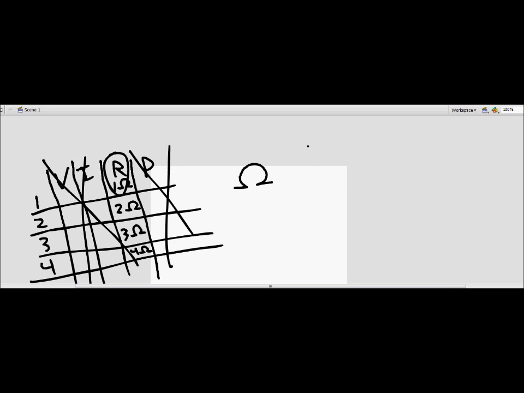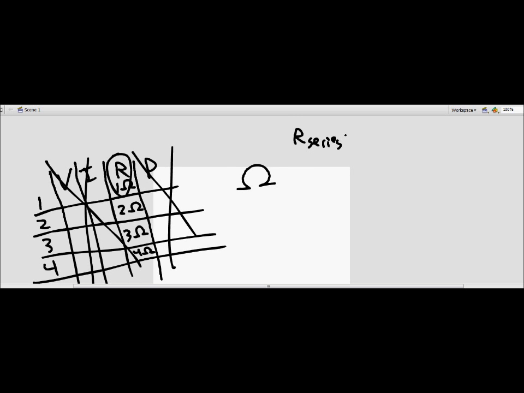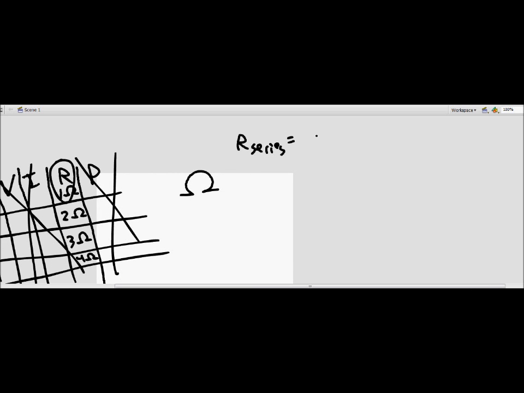So when you have resistors that are in series, the equivalent resistance, or the total resistance, is just the summation of all of those resistances. So you've got resistance 1 plus resistance 2 plus resistance 3 plus resistance 4 in this case, because you have 4 resistors, and so those all contribute to the equivalent resistance.